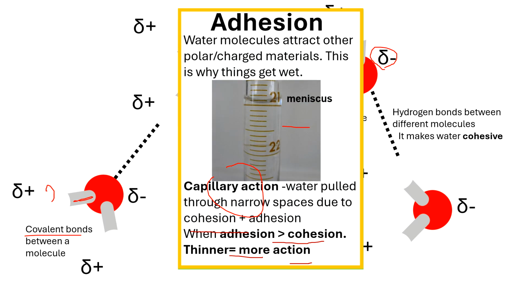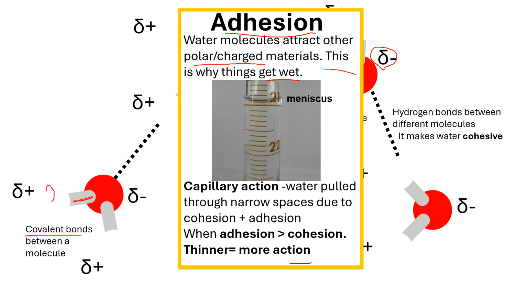Lastly, there's cohesion, but there's also adhesion. This is when a certain molecule is going to attach to a different type of molecule, and water molecules have adhesion, which means that they attract or connect with other different polar or charged substances or materials. This is also why things get wet in the first place.